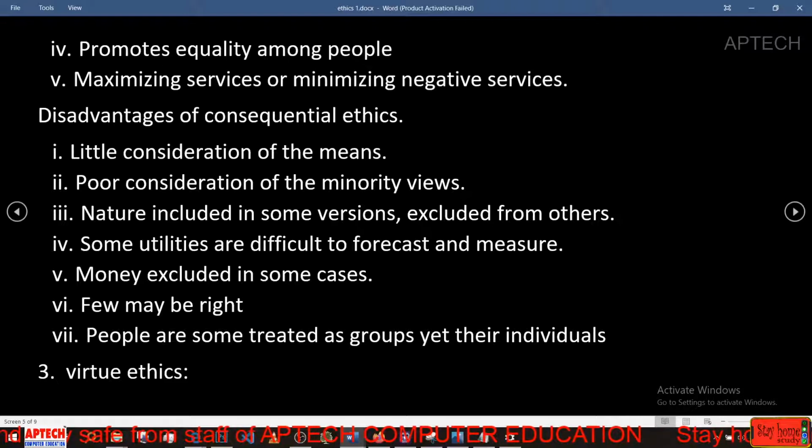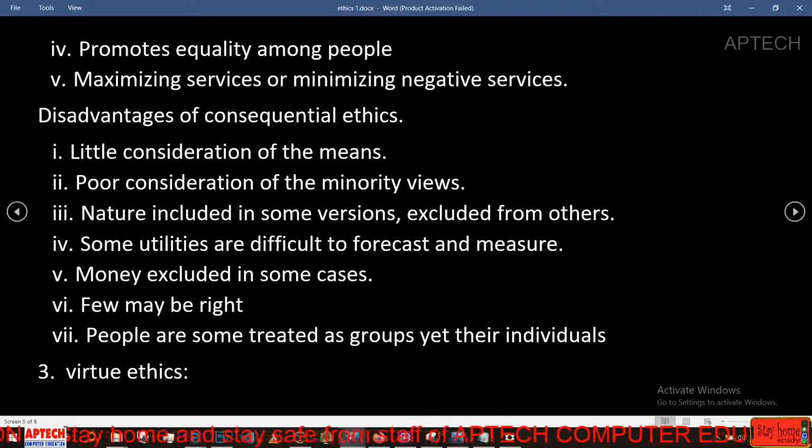Disadvantages of consequence ethics. Little consideration of the means. So they don't consider how the person got to that situation. Then the next one, poor consideration of the minority's views. So here they don't listen to the minority. It's always the big people who are heard as the people with the bigger voice. Nature includes some views and excludes others, so they start excluding people from different things here and there.